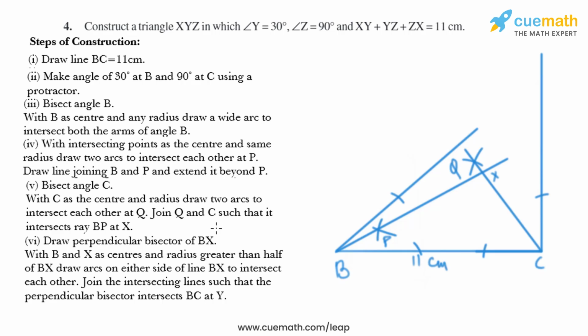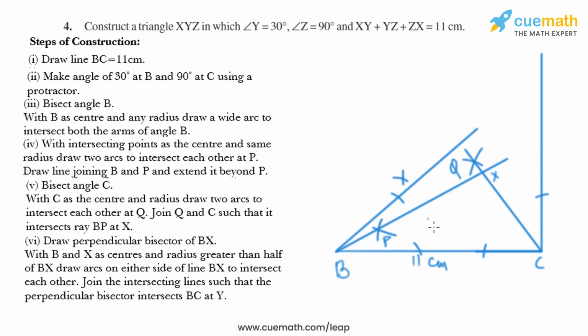Now in the next step, we need to draw the perpendicular bisector of BX. So with B and X as center and radius greater than half of BX, draw arcs on either side of line BX to intersect each other, and joining the intersecting points, the perpendicular bisector intersects BC at Y. So we'll put the compass at B and we'll take radius greater than half of BX and we'll draw an arc like this, and we'll put the compass at X and using the same radius we'll draw another arc like this that intersects this arc.